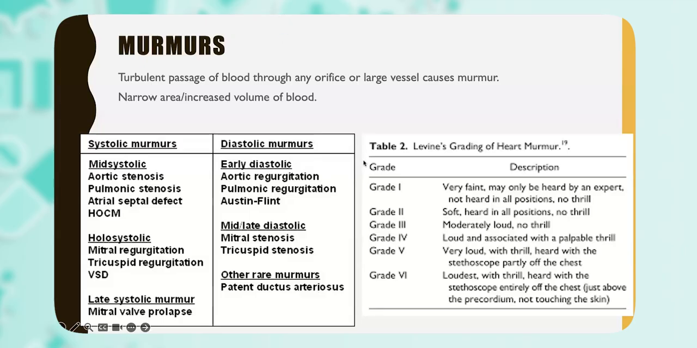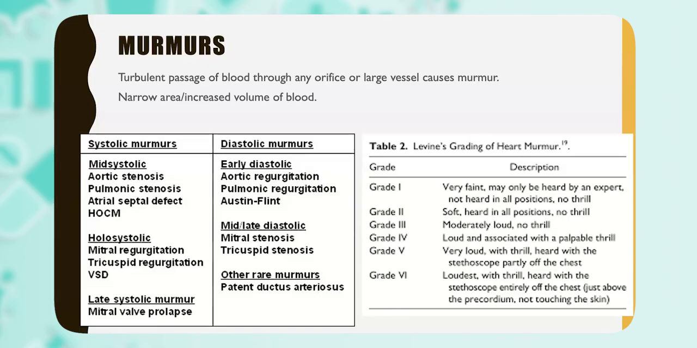Austin Flint murmur? Yeah, it's actually a functional murmur. We'll come to it when we talk about valvular heart disease, okay? And mid-systolic murmurs are aortic stenosis, pulmonic stenosis, atrial septal defect, which is a flow murmur, and HOCM due to LV outflow tract obstruction. Holosystolic or pansystolic murmurs are MR, TR, and VSD.